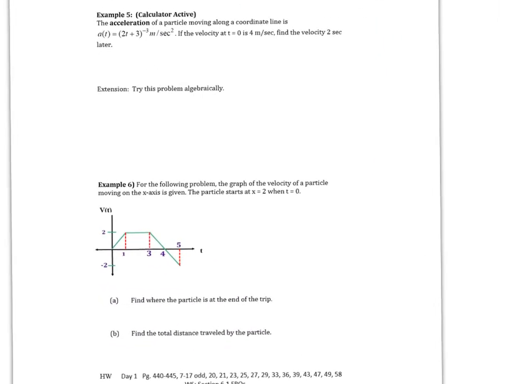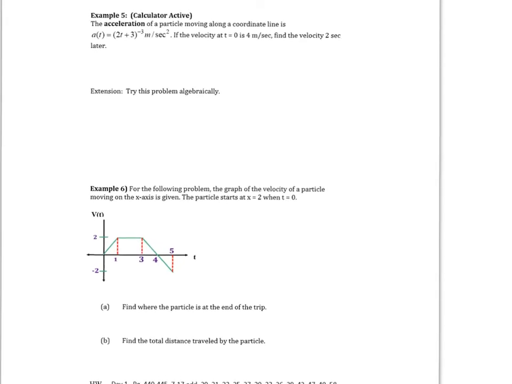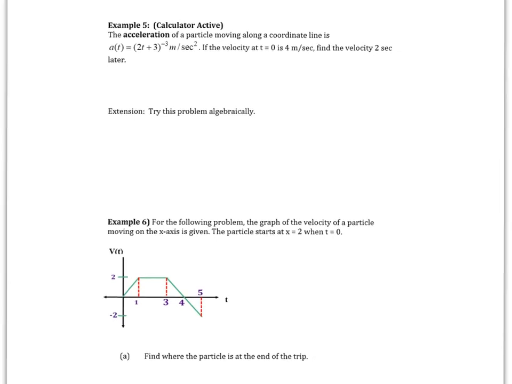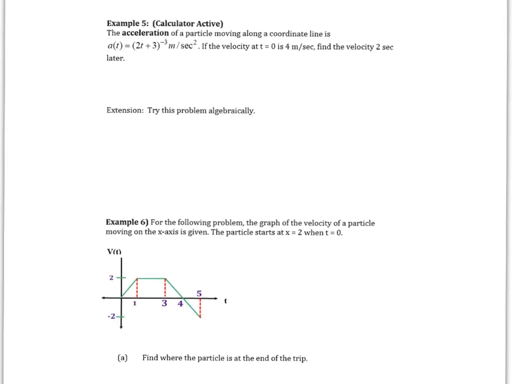Alright, I'd like to do maybe these last couple of examples and then call it a day. The acceleration of a particle moving along a coordinate line is this. If the velocity at time t equals 0 is 4 meters per second, find the velocity 2 seconds later.